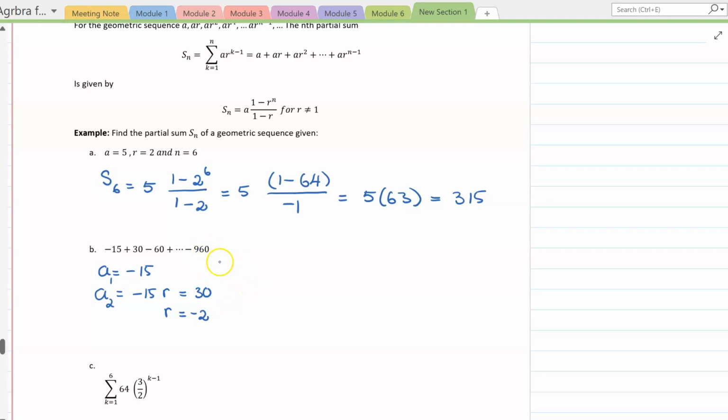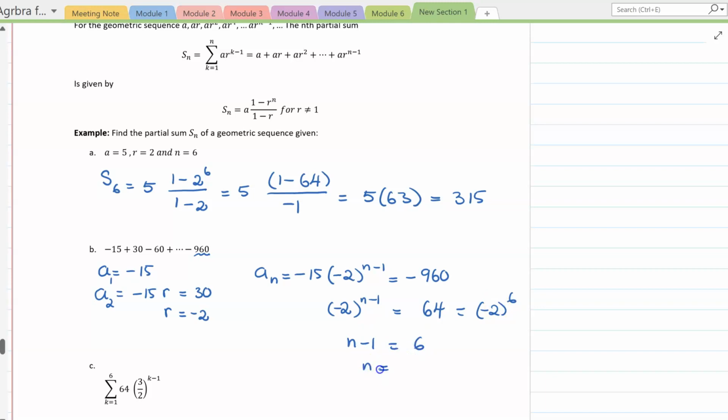And we need to figure out what term is this that is negative 960. So a sub n is equal to negative 15 times negative 2 to the n minus 1, and that equals negative 960. So negative 2 to the n minus 1 is equal to 64. Okay, so 64 is negative 2 to the 6. This means n minus 1 equals 6 and n equals 7.